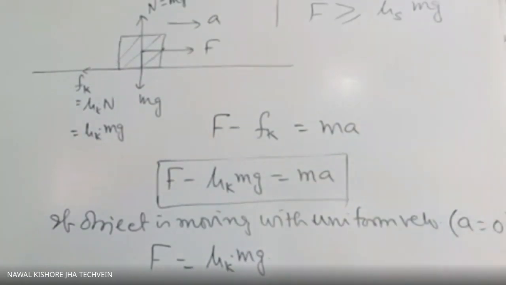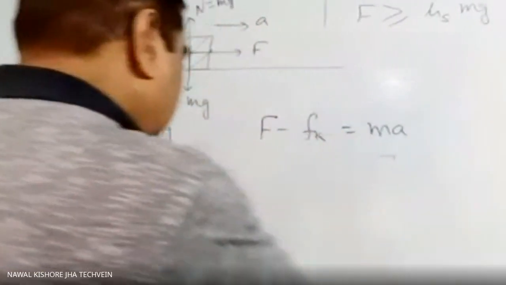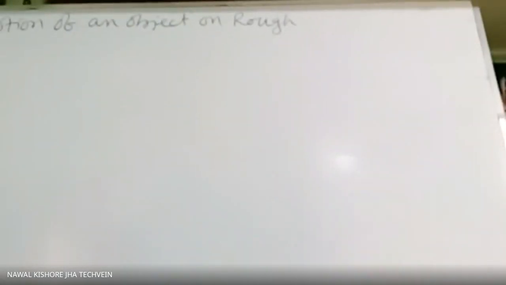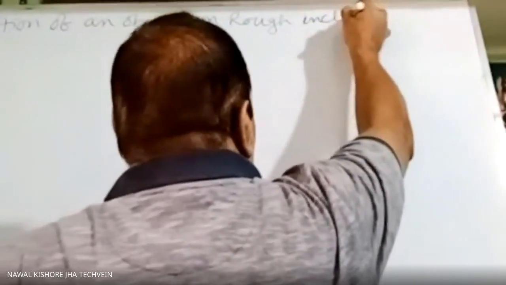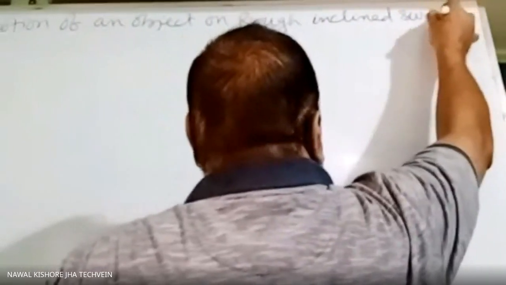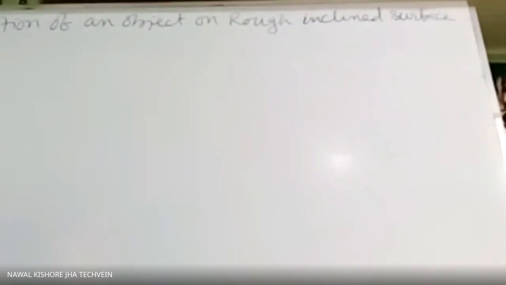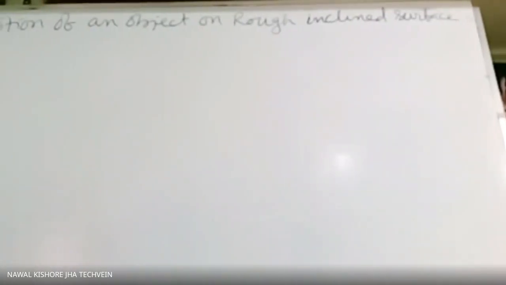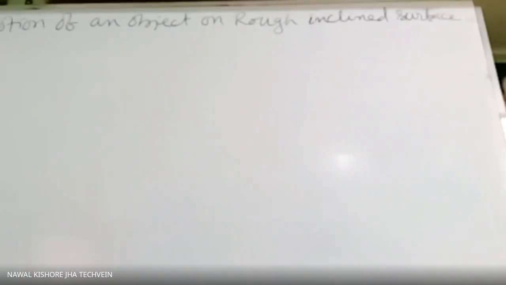This is rough horizontal surface. Now, rough inclined surface. So now it is a rough inclined surface. Surface is inclined, then how we discussed the motion. There are two types of motion here. The object may move upward or the object may move downward. So two situations will come.